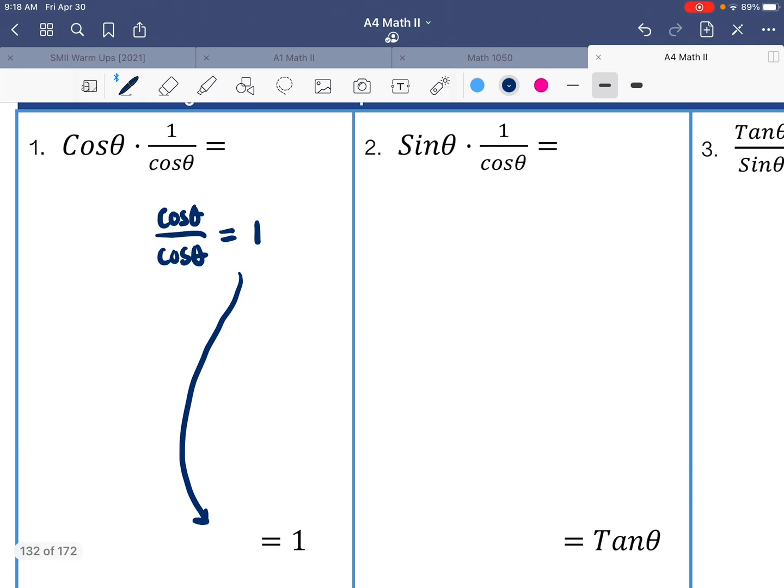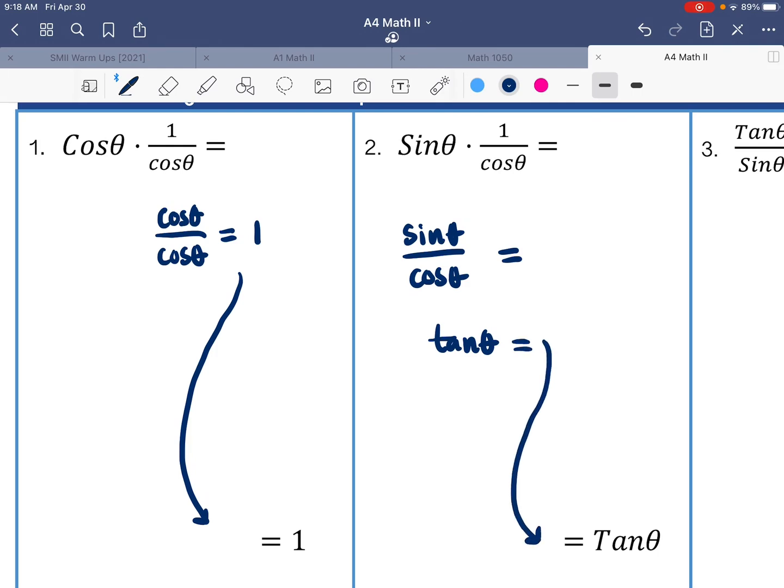But now we have sine of theta times 1 over cosine of theta. So sine of theta over cosine of theta, which is what that fraction becomes, is the same thing as tangent of theta, if you remember from the other side. Sine over cosine is tangent, which is what we wanted to get to.